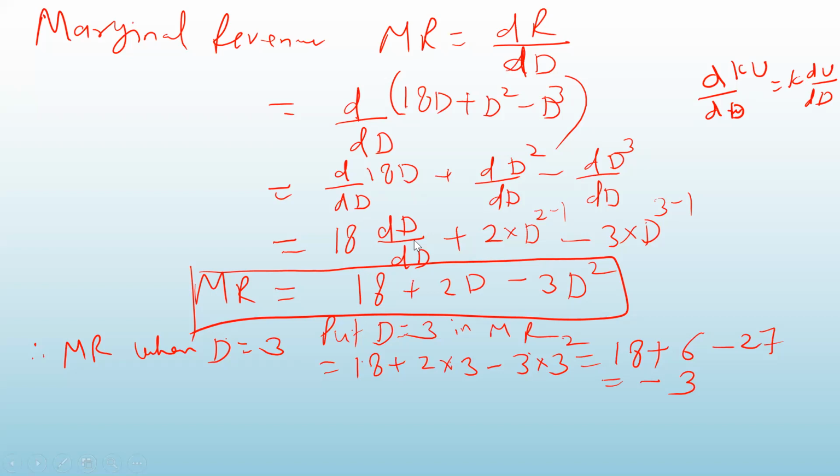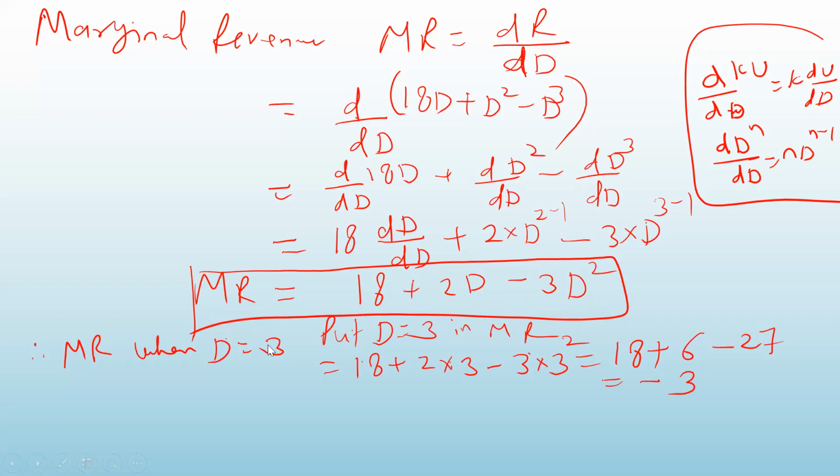Derivative of D with respect to D. Don't get confused, here x is replaced by D. That's all, rules are same. Derivative of D square will be 2 into D raised to 2 minus 1. Minus derivative of D cube. See which formula I'm applying? Derivative of D to the power n with respect to D. In place of x, I'm having D. That's all. So it is 3 into D raised to 3 minus 1. The derivative of D with respect to D is 1, so 18 into 1 is 18. This is 2D and this is 3D square. I hope you have understood. Only thing is, in place of x, I'm having D. That's all. So marginal revenue is this.